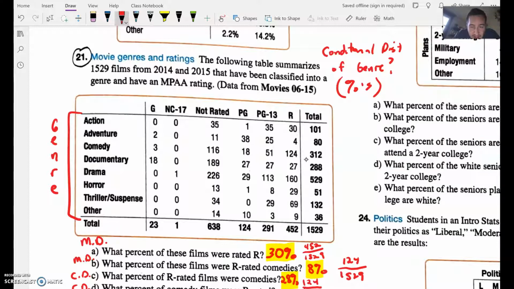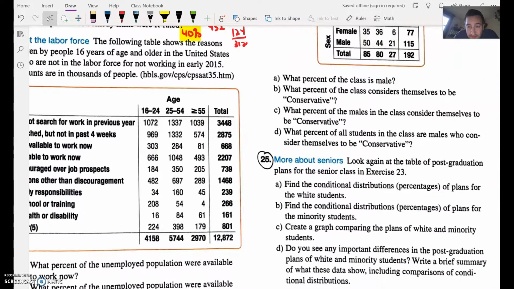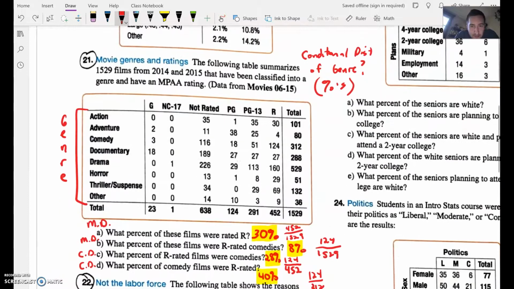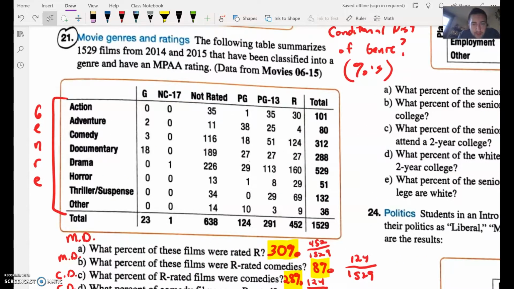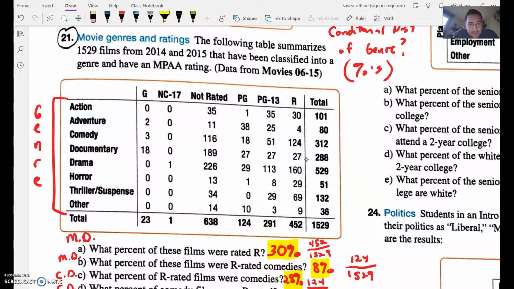I think for marginal, for that, well, it does say conditional, doesn't it? Yeah, find the conditional distributions of plans for white students. This one will be easier because it's a smaller graph. So yeah, no worries. So let me teach it like it was normal. For action, you would divide all of these by 101 and get their percentages. For adventure, you would divide all of these by 80, get their percentages. For this one, you divide all of these by 312 and get their percentages, and so on and so forth.